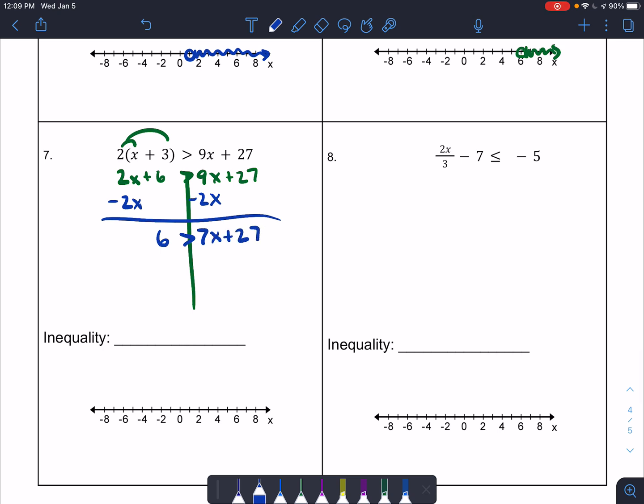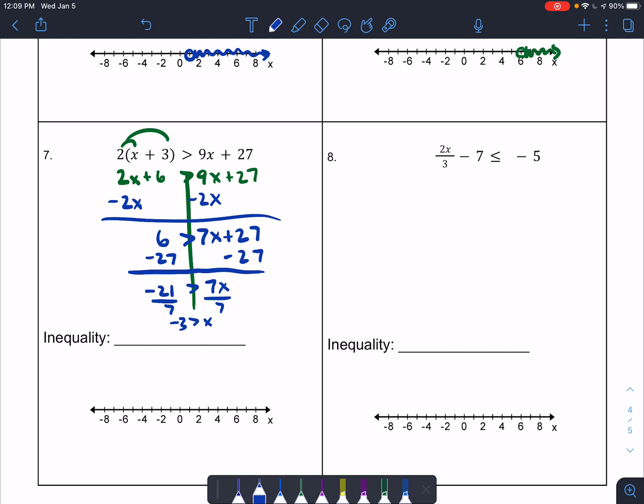Okay, I'm going to take away the 27. I got to move stuff away from x. So I take away 27. I'm left with negative 21 is greater than 7x. And finally, when I divide by 7, I get x. Over here, I get, what is that, negative 3 over there.